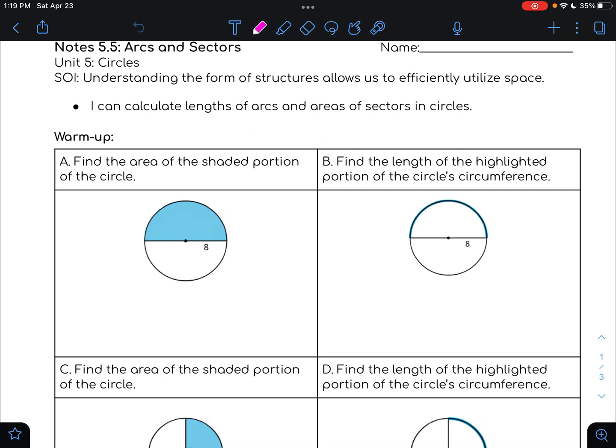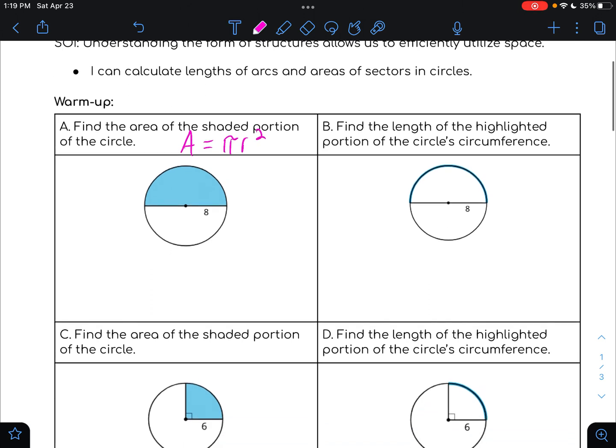So part A says find the area of the shaded portion of the circle. So notice we have half of the circle, and we know the area of a circle is pi times the radius squared, so pi r squared. So in this case, if we know that the radius is 8, pi times 8 squared, and then we have half of that circle, so I like to divide by 2 rather than multiply by a half. So that'd be 64 times pi, I'm leaving it in terms of pi here, divided by 2, which would be 32 pi.